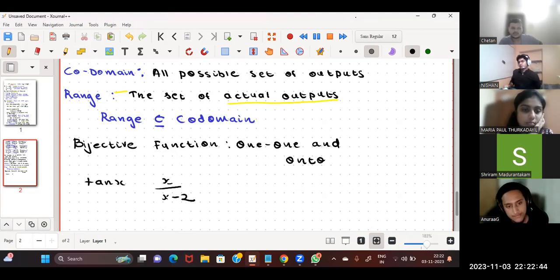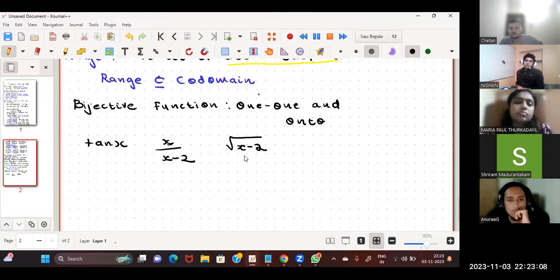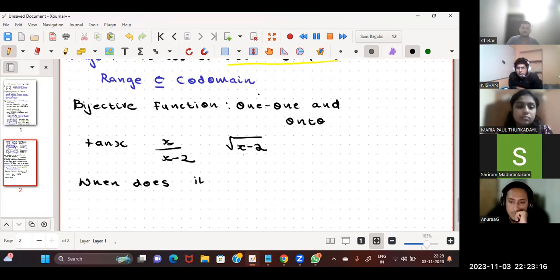It's easier to visualize in functions in fractional form because you know that your denominator cannot be 0. Also, root under root x minus 2, another function that is not defined for all the inputs in the real domain, right? Are these functions? Now, this was the question that Rishabh asked me yesterday. Is this a function? Are these functions? Can anyone tell me?